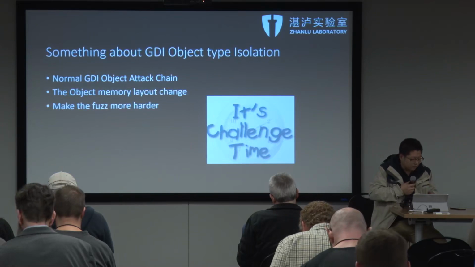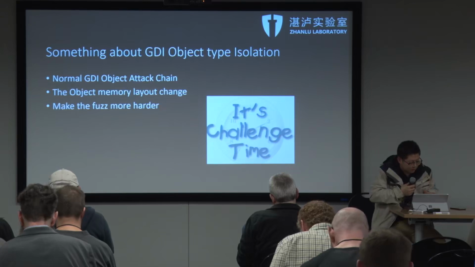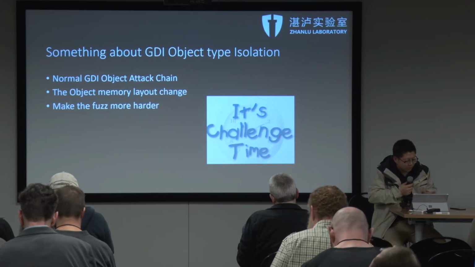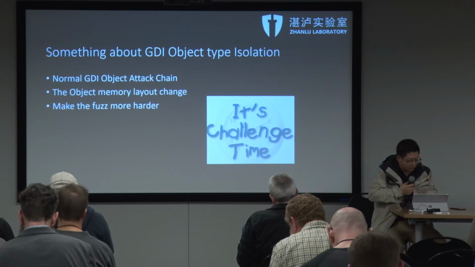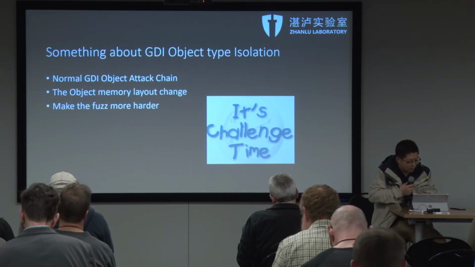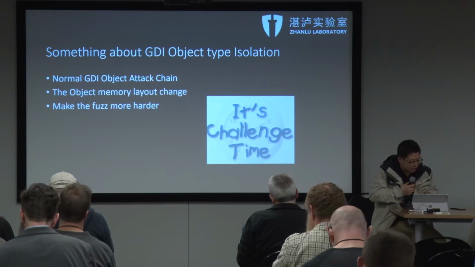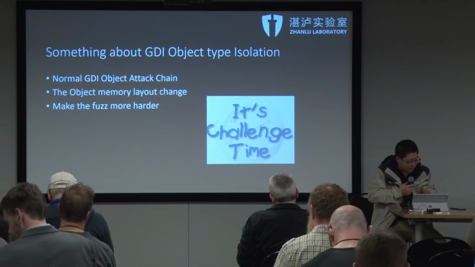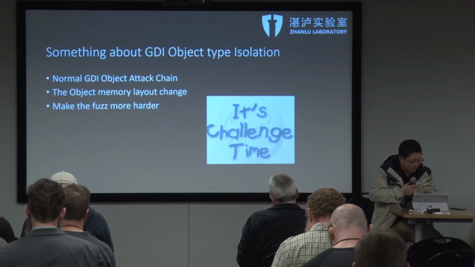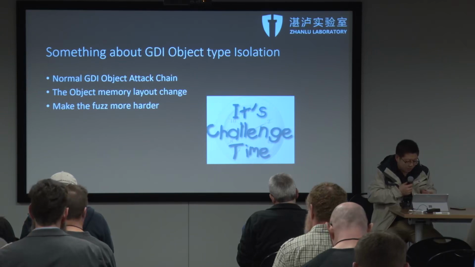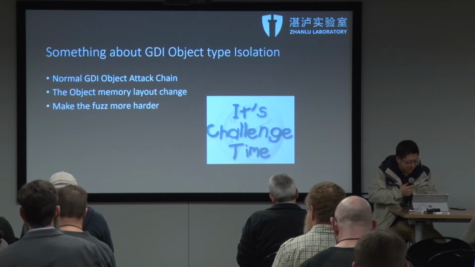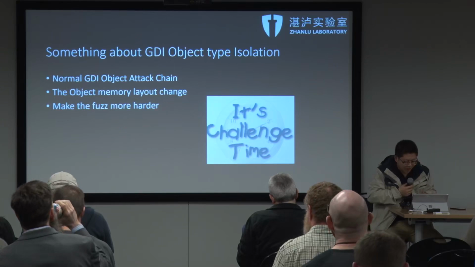This is something about the GDI object type isolation: the normal GDI object attack chain, the object memory layout, and how the GDI object type isolation makes the fuzz harder.